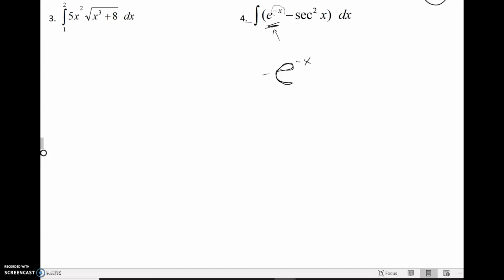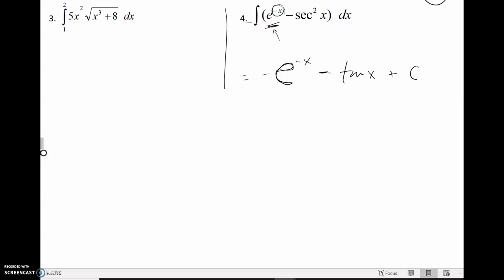You could do u-substitution, but I don't think we need it because we can kind of figure it out without the u. We could let u be negative x and do the same process we did in the first one and still end up with the same result. And the derivative of the tangent function is secant squared. So the antiderivative of secant squared is tangent.